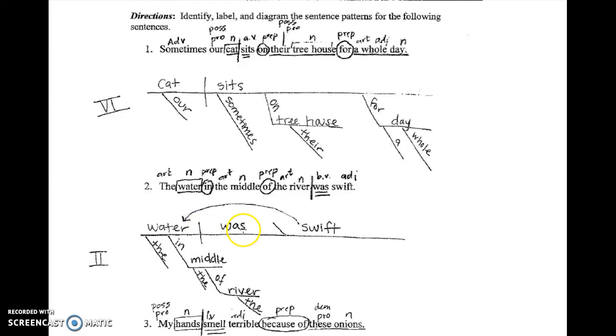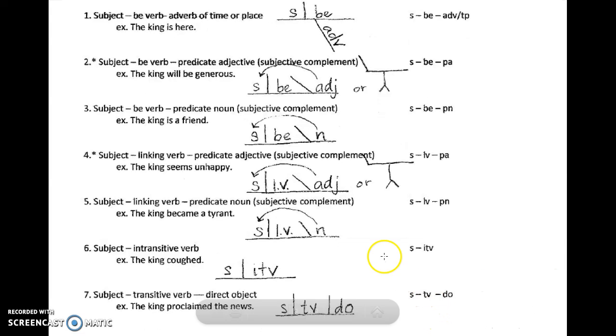We then have our be verb with a backslash and an adjective following here. This is the subjective complement. This adjective can refer directly back to the subject. It's describing that the water is swift. The adverb would be swiftly, and you'd have to say the water was moving swiftly, modifying the verb, but here it's an adjective. So we have a subject, be verb, and an adjective. If we go here, we know that we have a subject, be, and the adjective.